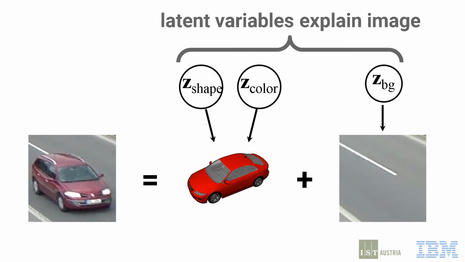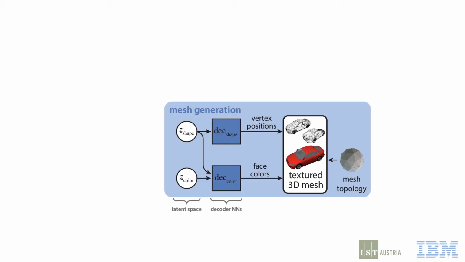To implement this idea, we design a probabilistic generative model of images, which incorporates the foreground object's shape and texture as latent variables. It first samples a mesh by drawing Gaussian shape and texture embeddings, then passing these through decoder networks to give vertex locations and face colors.